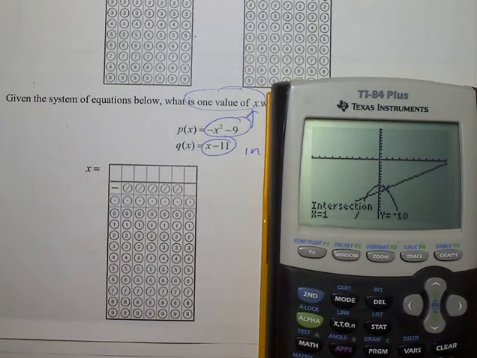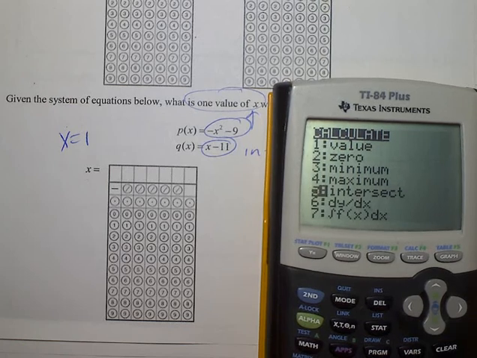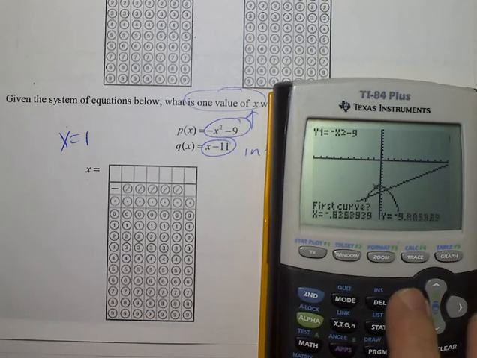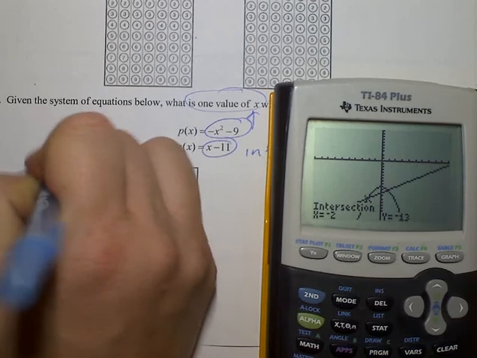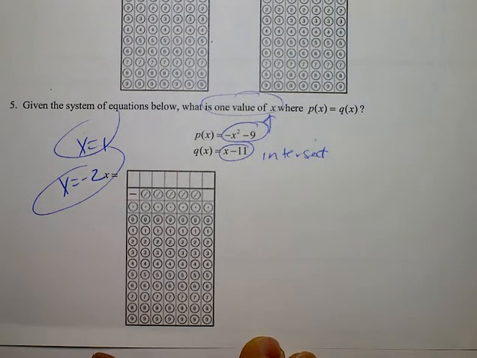So one answer that is acceptable is x equals 1. Another answer that is acceptable is an answer of x equals -2. Either answer is acceptable. They're not looking for the y answers. So be very careful if this is one of those fill in the blanks that you don't put the y answer as well. Okay, turn to the next page.